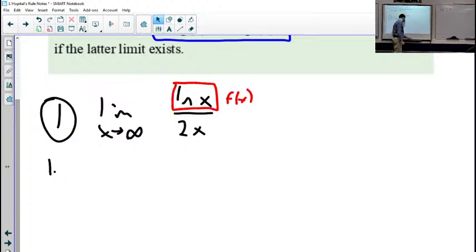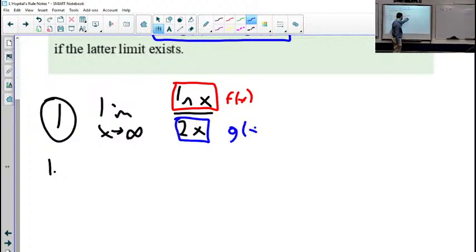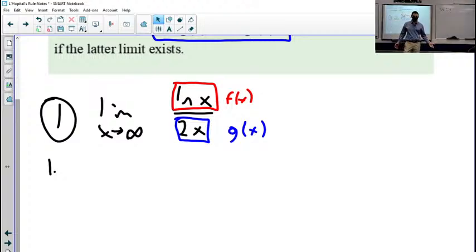This is f of x. This is my top, and this is my bottom. So we need to check each of these around the point that we're trying to find the limit at, and make sure that we can do it this way.